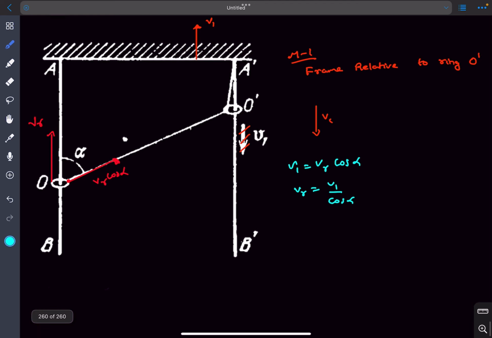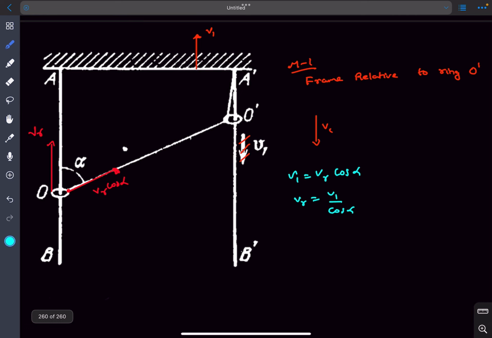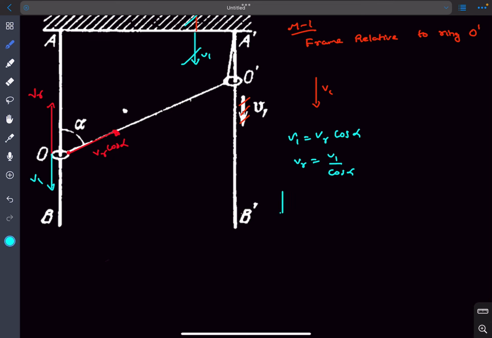So now if we want to go back to the ground frame, all we have to do is add V1 vectorially to each of these. So if we add V1 vectorially to the wall, it will come to rest as it is in the ground frame. And if we want the velocity of ring O in the ground frame, all we have to do is add V1. So the net velocity of the ring O, if we take the downward direction as positive, would be V1 minus VR, which as you can see is negative, which means the velocity of O is upwards, but the magnitude will remain the same.